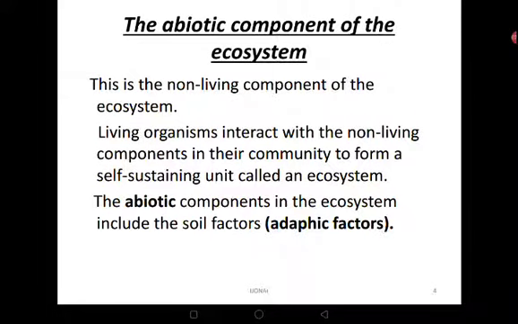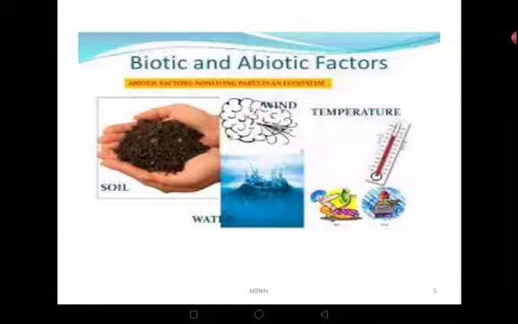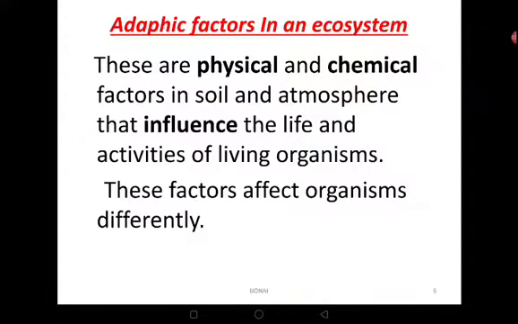So we want to start with the abiotic component of the ecosystem. This is basically the non-living component of the ecosystem. And you know that the living organisms interact with the non-living components in their community to form a self-sustaining unit called the ecosystem. You remember we defined the ecosystem earlier. Remember the abiotic components of the ecosystem include the soil factors and the atmospheric factors. And we are going to look at those soil and atmospheric factors. They are called the Edaphic factors. So what are the Edaphic factors of an ecosystem?